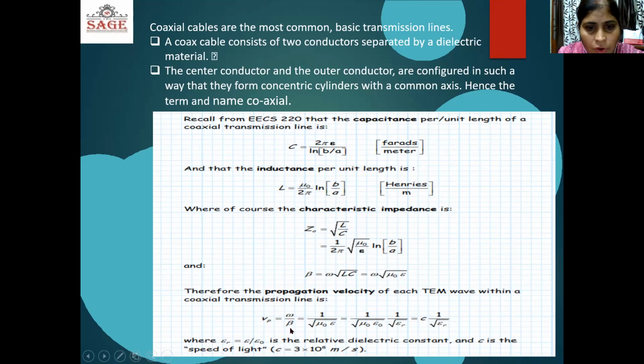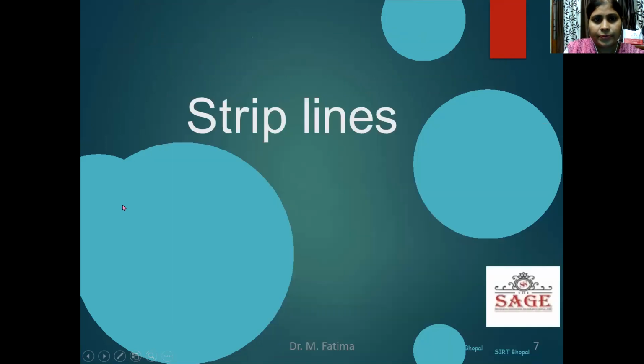And the propagation velocity or the phase velocity is equal to omega upon beta. It is equal to 1 by under root of mu naught epsilon. The epsilon is equal to epsilon naught epsilon r. So it can be written like this: 1 by under root of mu naught epsilon naught into 1 by under root of epsilon r. So this is equal to speed of light denoted by c. So this term is replaced by c. So phase velocity is equal to c divided by under root of epsilon r. The speed of the light is 3 into 10 raised to 8 meter per second.